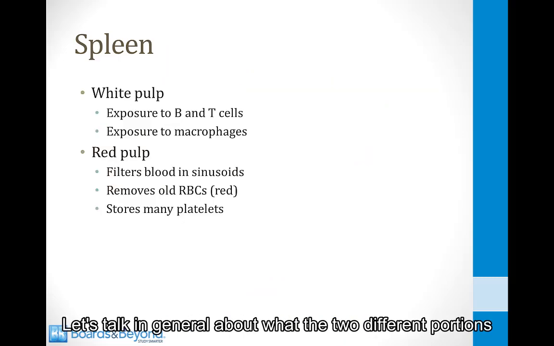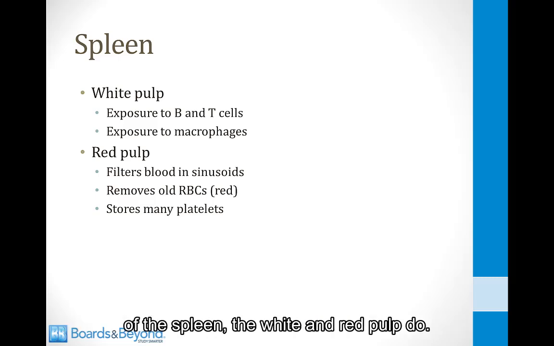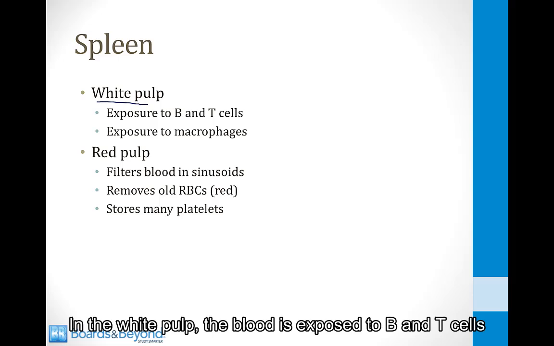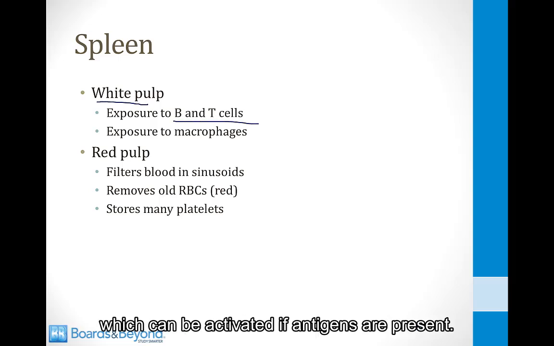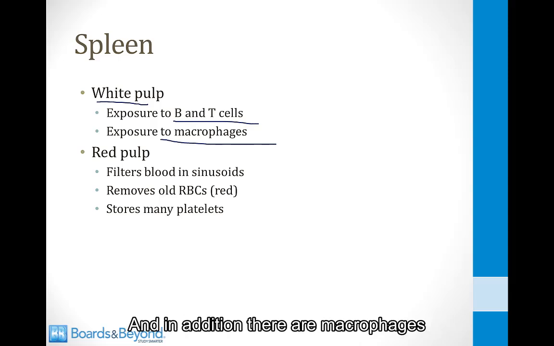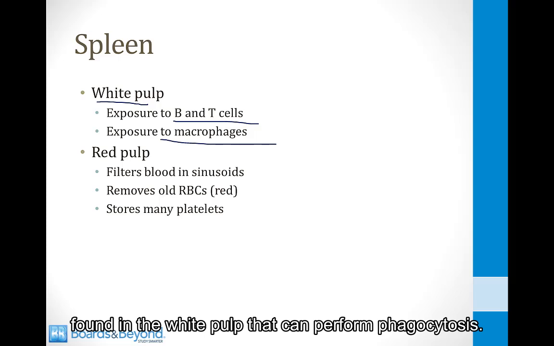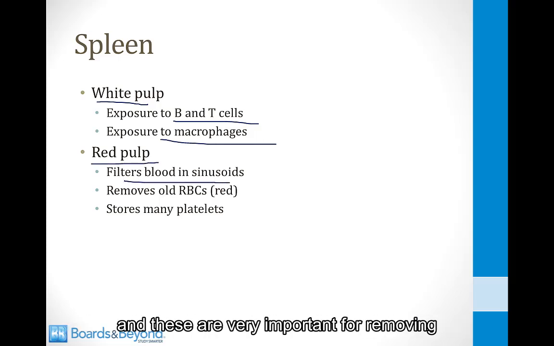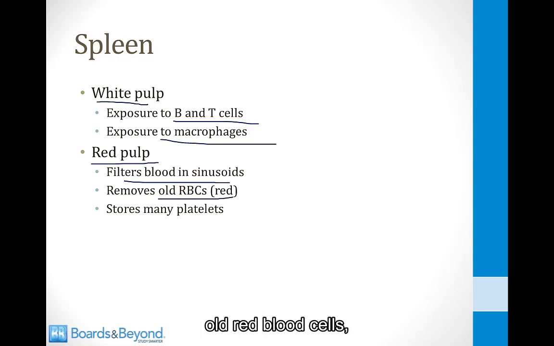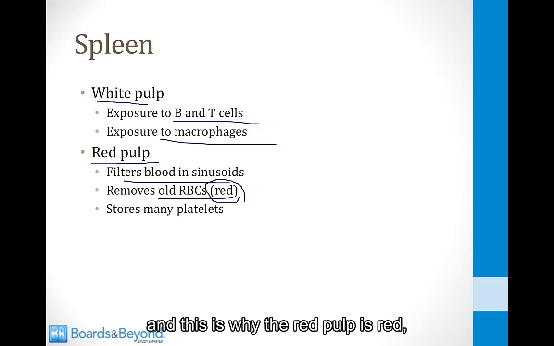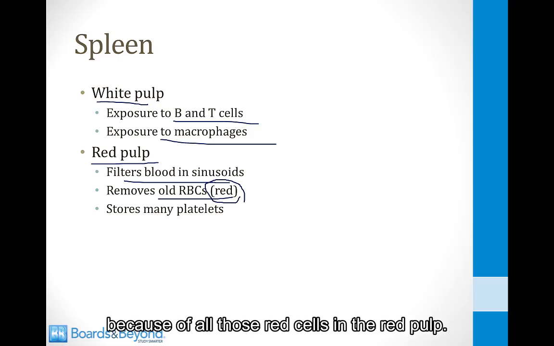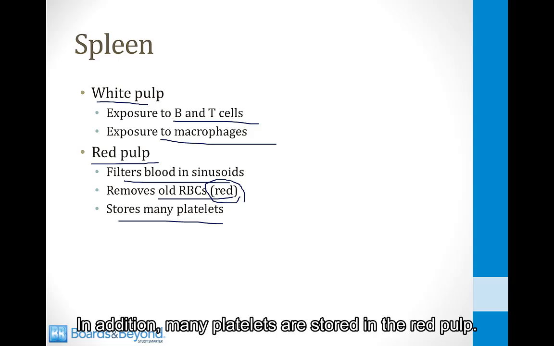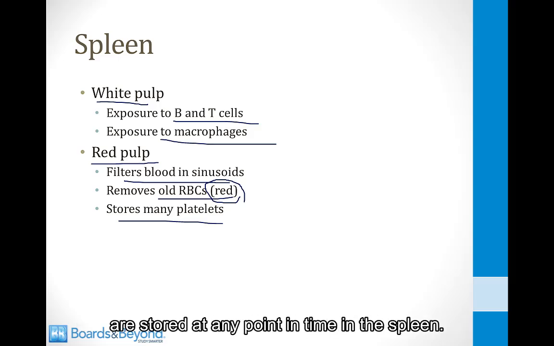Let's talk in general about what the two different portions of the spleen, the white and red pulp, do. In the white pulp, the blood is exposed to B and T cells, which can be activated if antigens are present. And in addition, there are macrophages found in the white pulp that can perform phagocytosis. In the red pulp, blood gets filtered through the sinusoids, and these are very important for removing old red blood cells. And this is why the red pulp is red, because of all those red cells. In addition, many platelets are stored in the red pulp. About 30 or 40% of your platelets are stored at any point in time in the spleen.